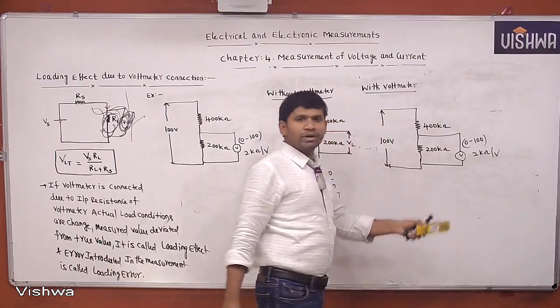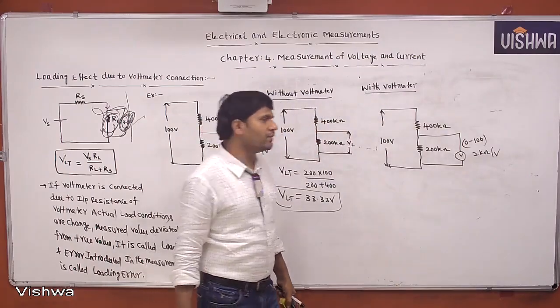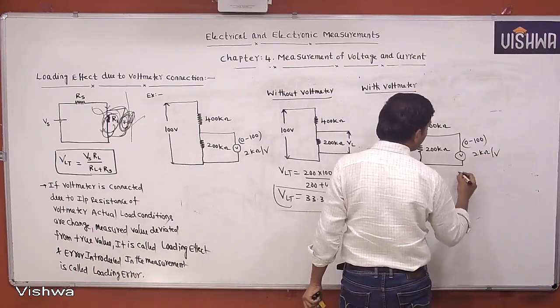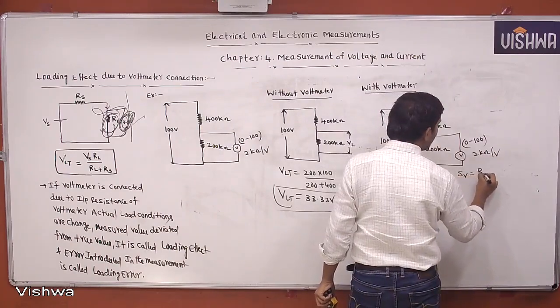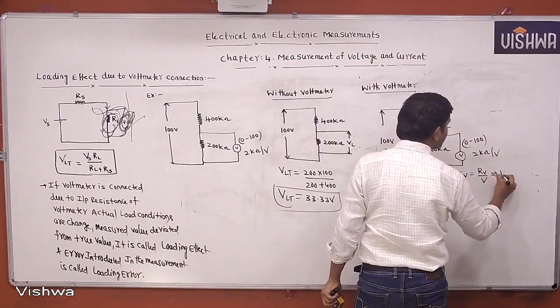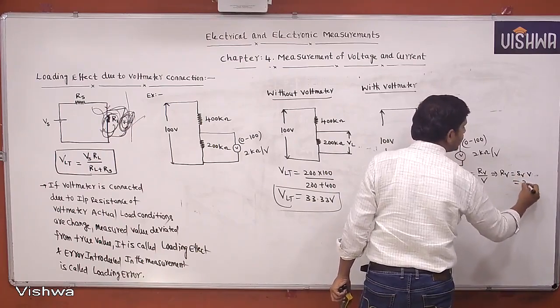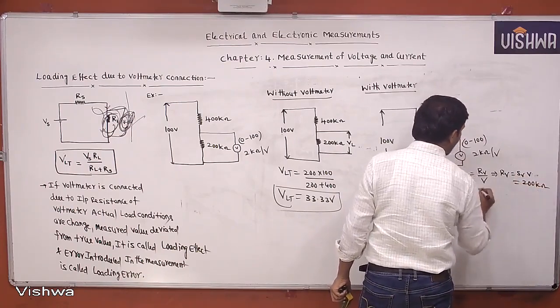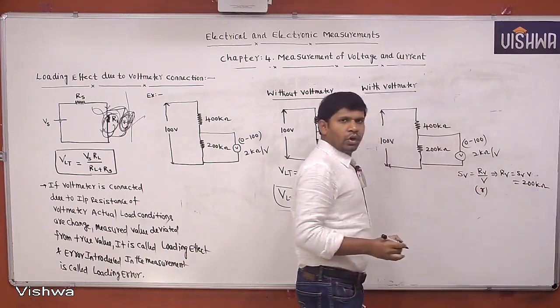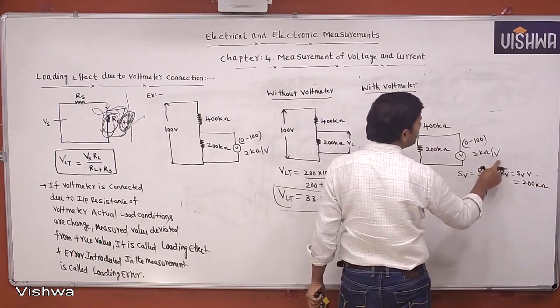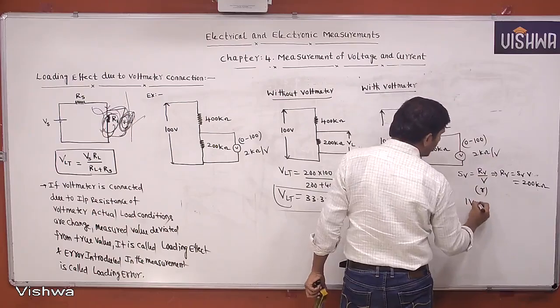But directly the input resistance is not given, the sensitivity is given. How to calculate? One way to calculate: S V equals RV by V. Then what is RV equal to? SV into V. Then how much can we get? 200 kilo ohms. Or you can also calculate like this. What does the sensitivity indicate? 1 volt equals 2 kilo ohms.